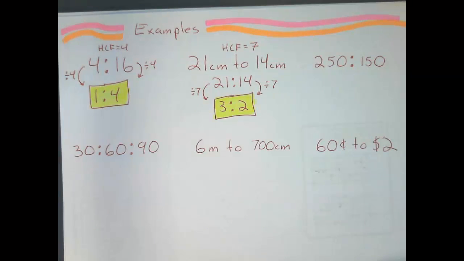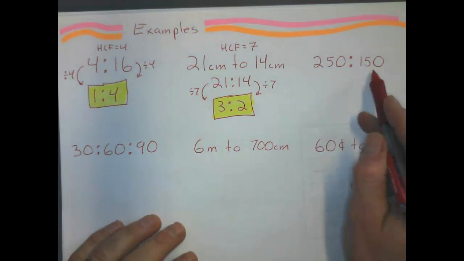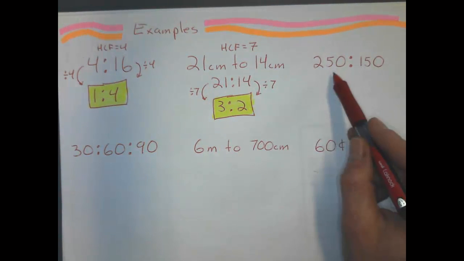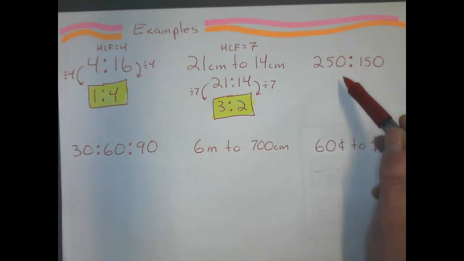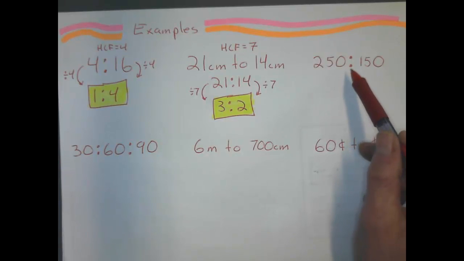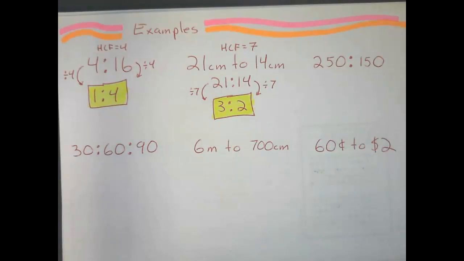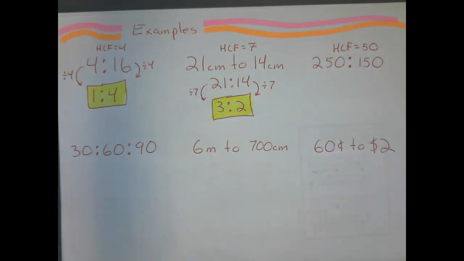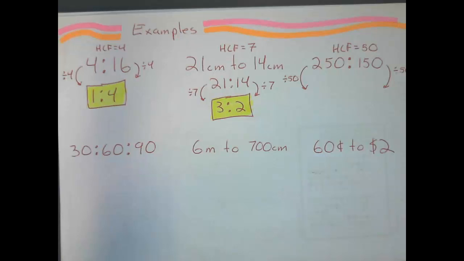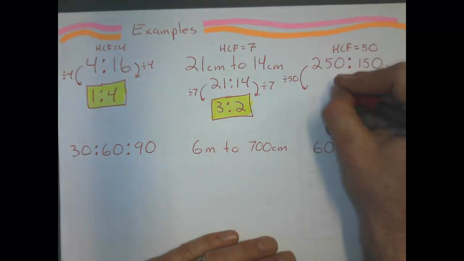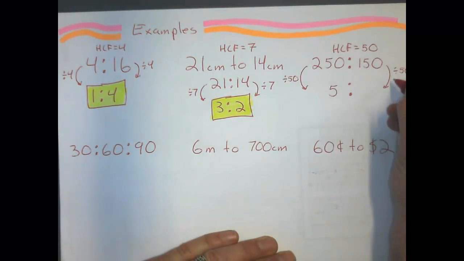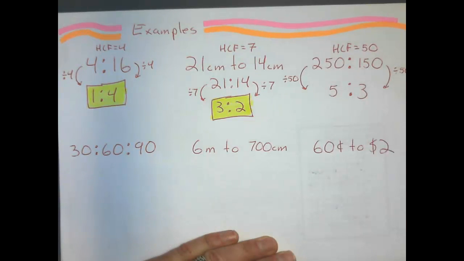Okay, next one, 250 to 150. You want the highest common factor, not just a common factor. 2 is a common factor, 5 is a common factor, 10 is a common factor, 25 is a common factor, but the biggest one's going to be 50. So I divide both by 50. So we got 5 here, and 150 divided by 50 gives me 3. 5 to 3, and we check, no common factors.